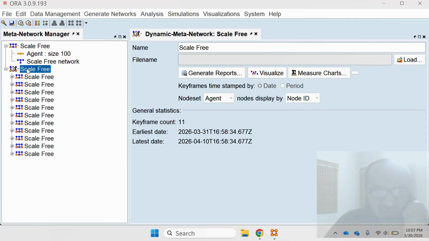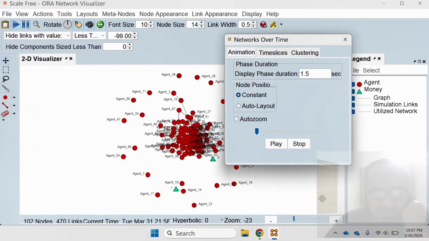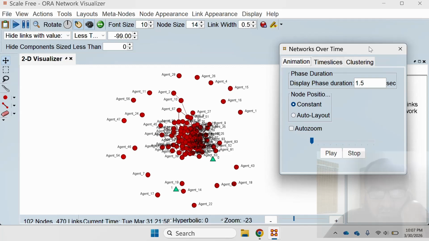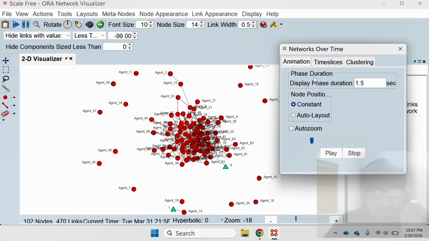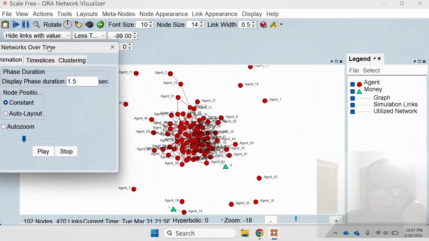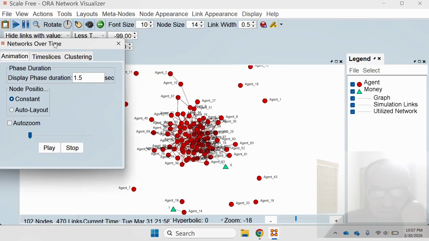Okay, now we see some features which are available over here as a dynamic network. If we visualize this meta network, which is a dynamic network, we see that we have not only the network window, but we have another window which is network over time, right? So which is a sort of a dynamic network. If you recall, earlier I mentioned that diffusion is not a dynamic network phenomenon, but over here it is showing a sort of network over time.